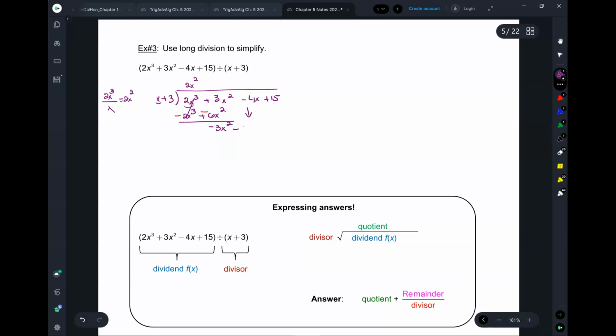Now this comes down. Okay, so one more time. This divided by this. What am I going to get? Negative 3x. Multiply. We're going to get negative 3x squared, negative 9x.